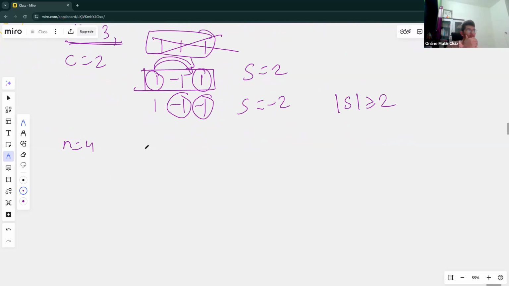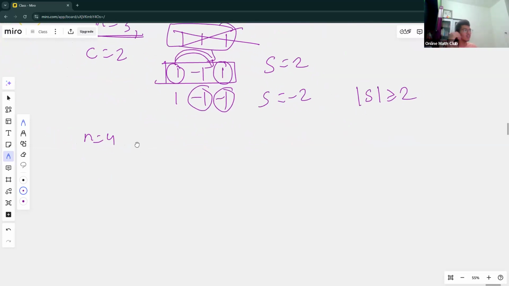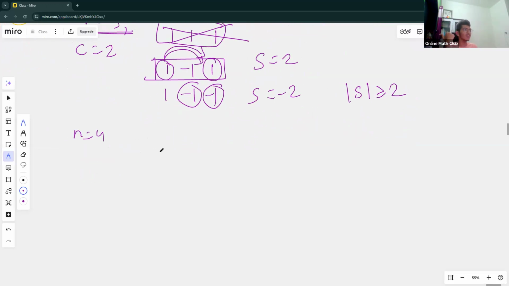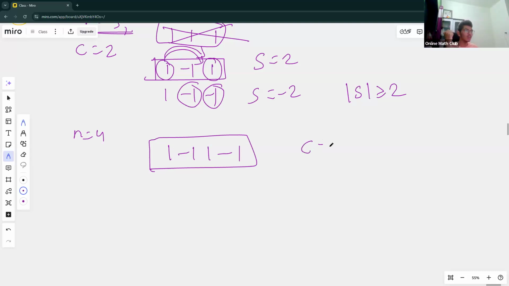For some problems, rather than choosing such a small n, we have to choose some larger n. Even n equal to 4 is also small. Suppose you take n equal to 4, and I can give you one sequence. Suppose this sequence. What can be the maximum C? 2. Yes, so C equal to 2.